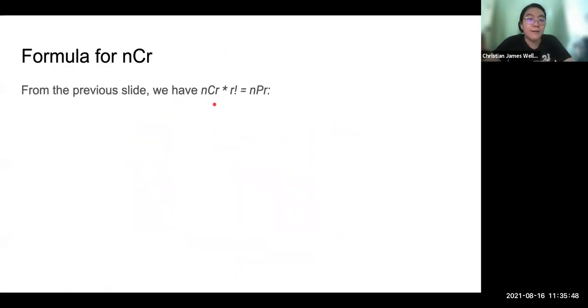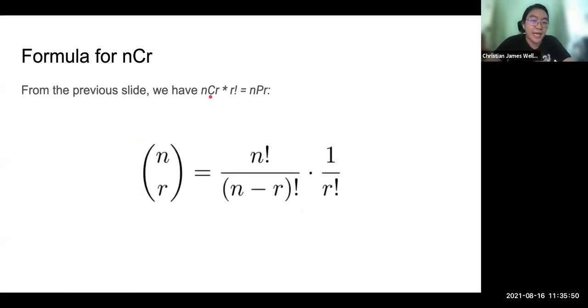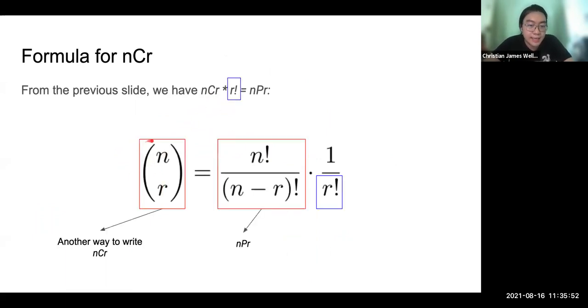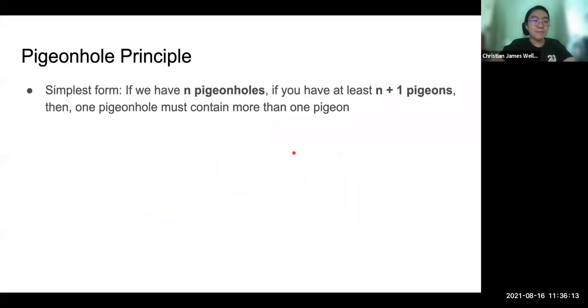From the previous slide, we have this, so we can simplify n choose r. Another way to write it: n choose r equals nPr divided by r factorial, or times 1 over r factorial. And this becomes our n choose r formula. So in case you forget how it's derived, or you just want to remember the formula, this is how it is.